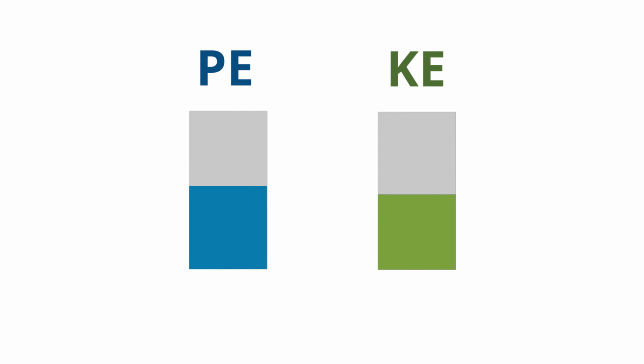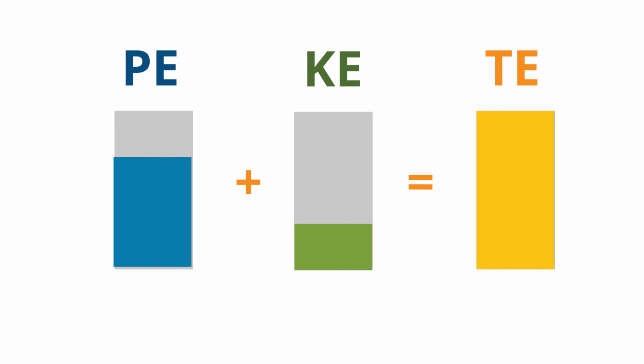Potential energy can change into kinetic energy, and kinetic energy can turn into potential energy. The total mechanical energy of a system is the potential energy plus the kinetic energy. Energy is never lost. It's always converted from one form to another.